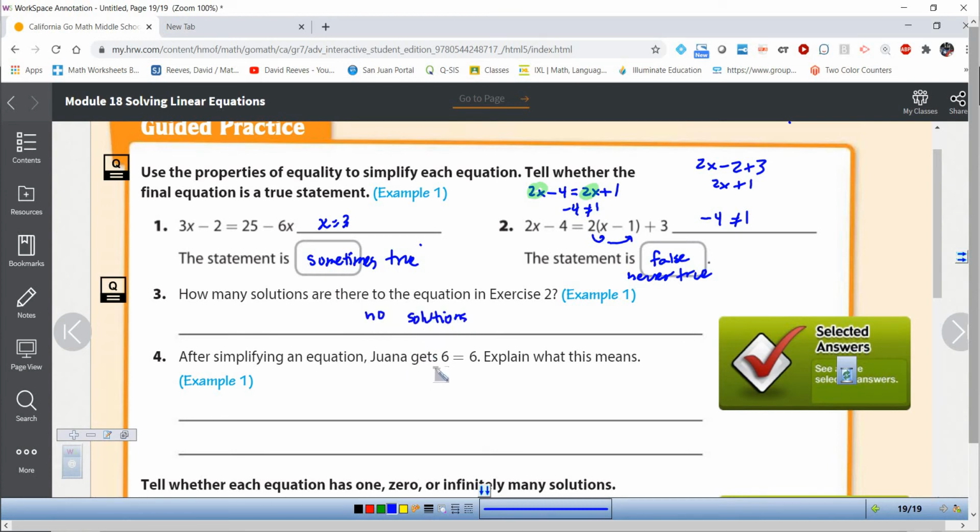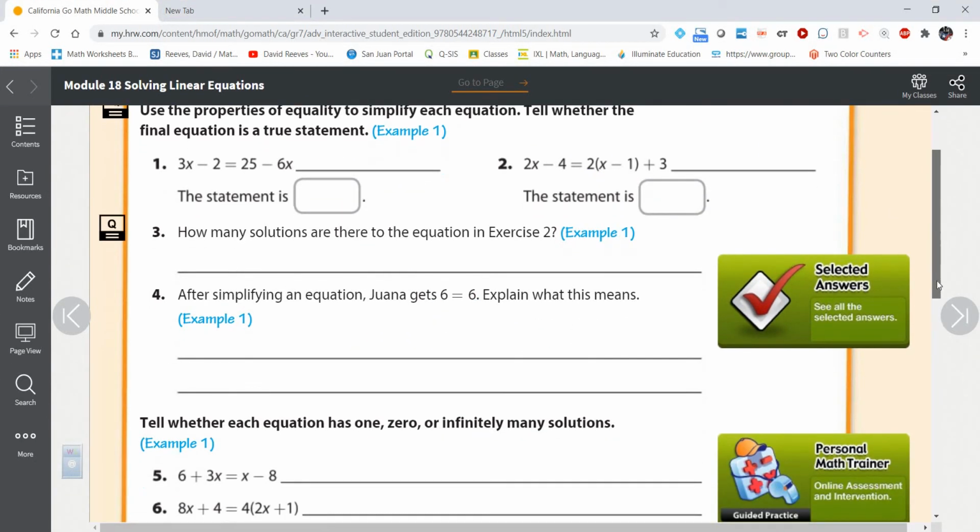All right, after simplifying an equation, Juana gets 6 equals 6. Explain what this means, all right? Well, there's an example of an equation that is always true. That means it has infinitely many solutions. Infinitely many solutions. All right, there you go. Okay, let's look at some more problems.